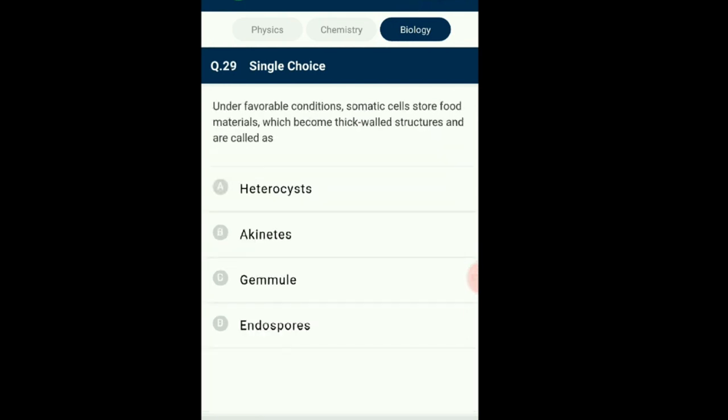Question number 29. Under favorable conditions, somatic cells store food materials which become thick-walled structures and are called as. Under favorable conditions, somatic cells store food material which becomes thick-walled cells called akinetes. They germinate to form new filament and colony. The answer is option B, akinetes.